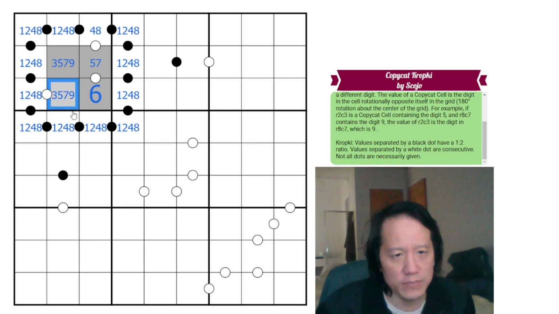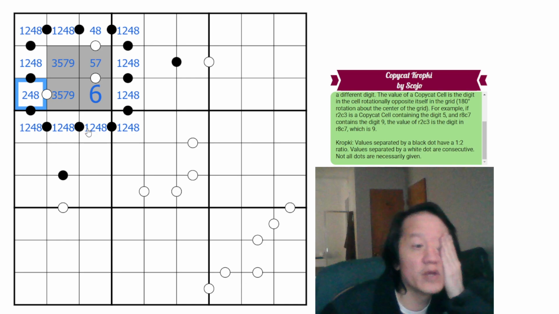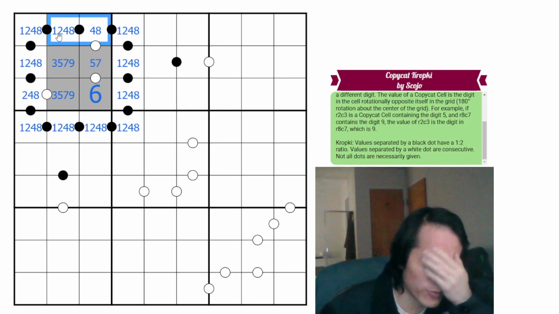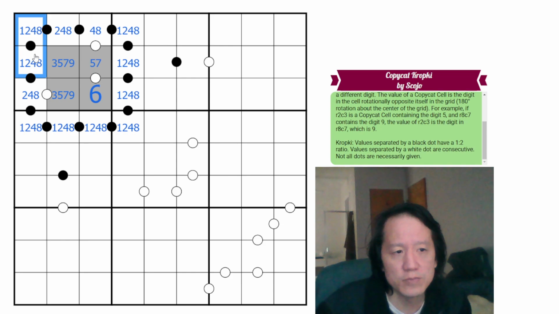Therefore, 3 could be consecutive with 2 or 4, 5 could be consecutive with 4, 7 and 9 can be consecutive with 8. So the only one this cannot be is 1. Okay. This can never be 1 because that's not in a 1 to 2 ratio with 4 or 8. So this can't be 1. Therefore, we know 1 is one of these two.